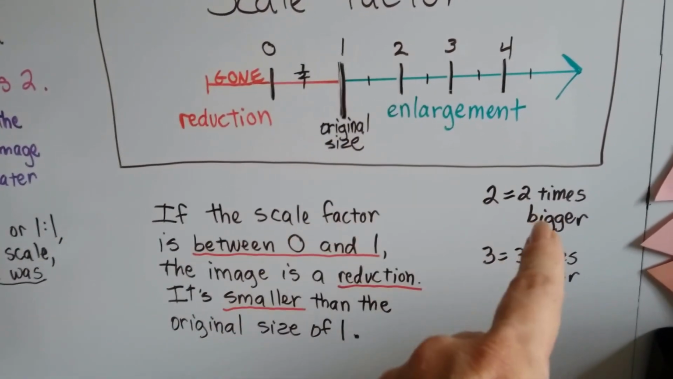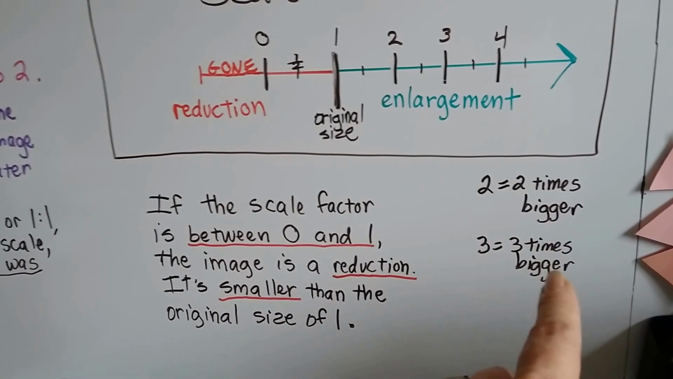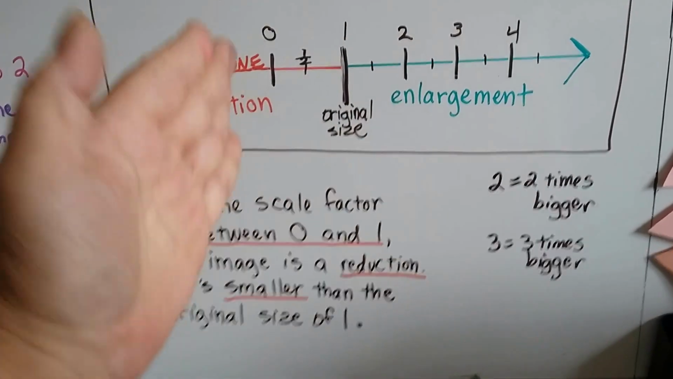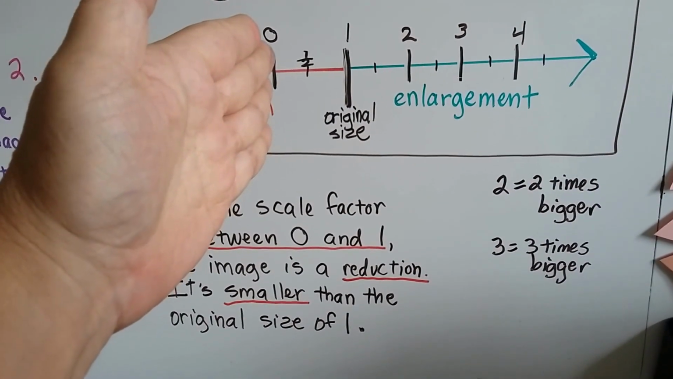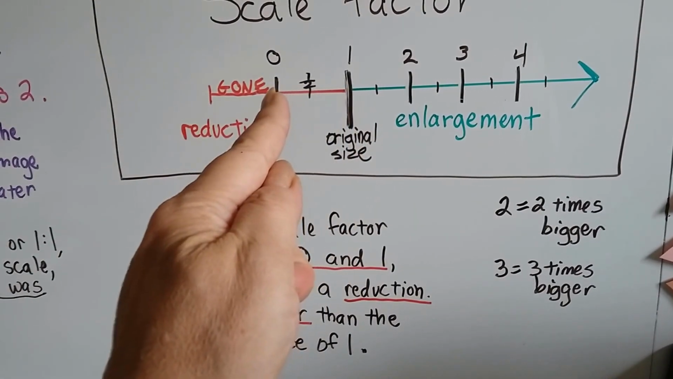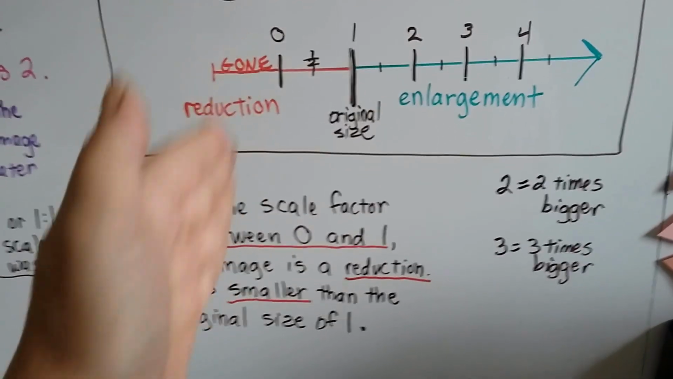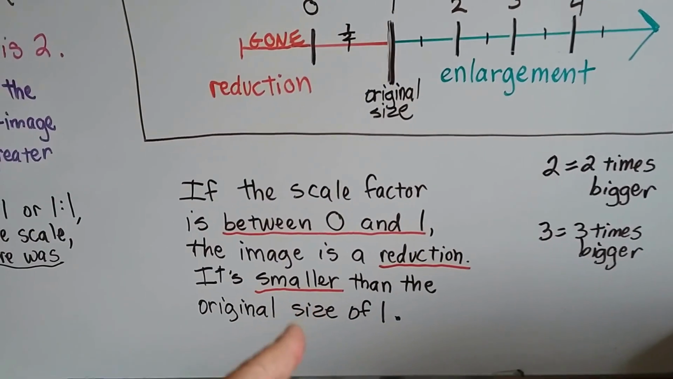The 2 would mean it's 2 times bigger. The 3 would mean it's 3 times bigger, 4 is 4 times bigger, etc. Now, it stops at 0 because if you have an image and you reduce it down to the size of 0, it's gone. So it can only go to 0, see? So in between 0 and 1, it's a reduction. It's smaller than the original size, all right?